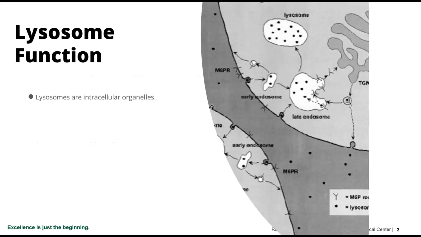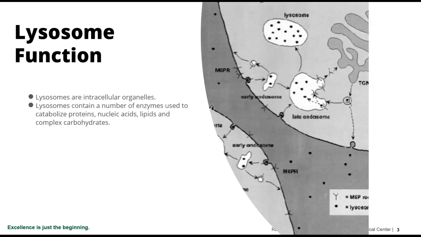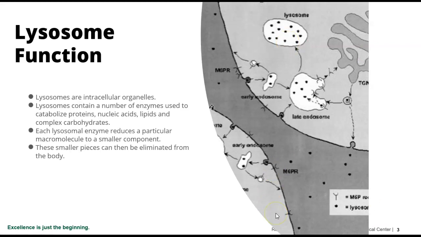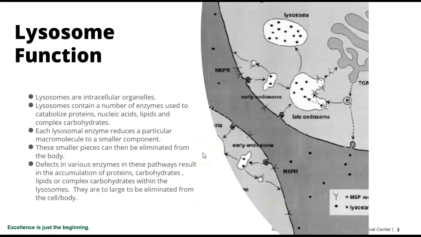So, lysosomes are intracellular organelles, and I know we discussed this before when we were talking about Fabry disease, which is another lysosomal storage disease. But basically, lysosomes are kind of like the garbage disposal. Whatever we're done with, we send to the lysosomes to be broken down, whether it be proteins, nucleic acids, lipids, complex carbohydrates. They go into the lysosome, and there are a number of enzymes that are responsible to break them down into smaller pieces, and these smaller pieces can then be eliminated from the body.